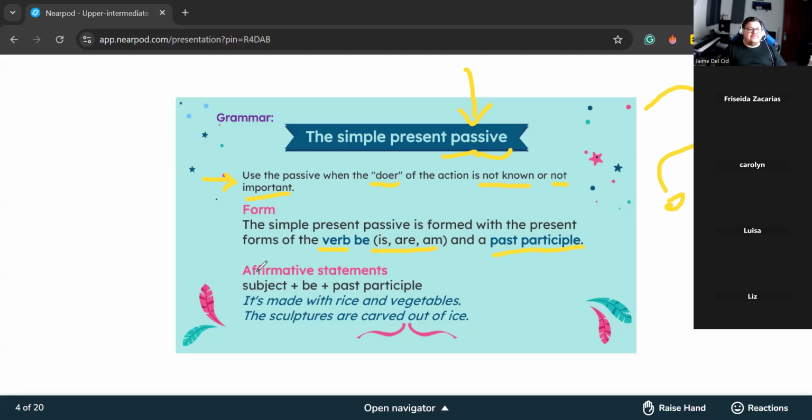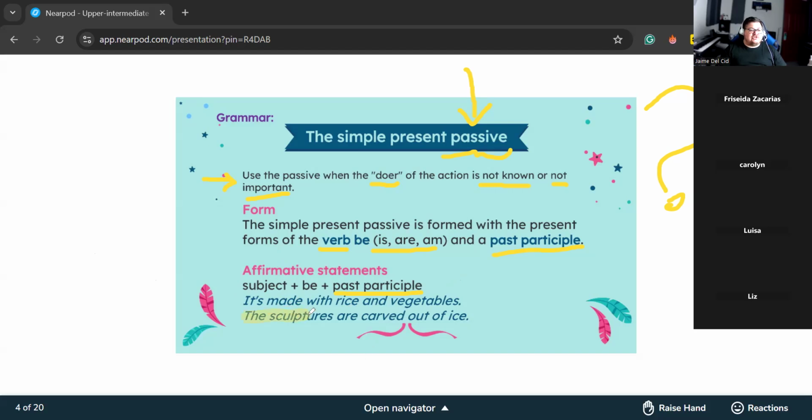Okay? Examples. So we have the subject, it is or it's made with rice and vegetables. We have the verb be, which is, and then we have the past participle of the word make. So if you go to your dictionary or if you go to your verb list and try to find out what is the past participle of the word make, you will realize that the word made is the past participle of that verb. So it is made with rice and vegetables. So that's one idea. Let's see another way of putting it.